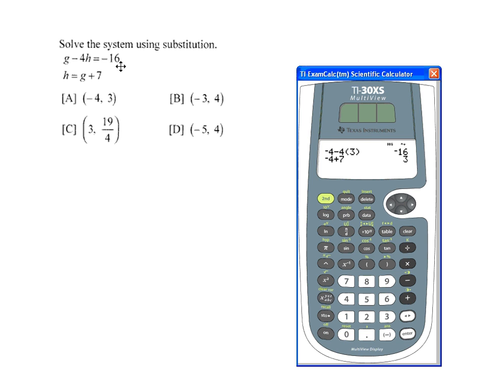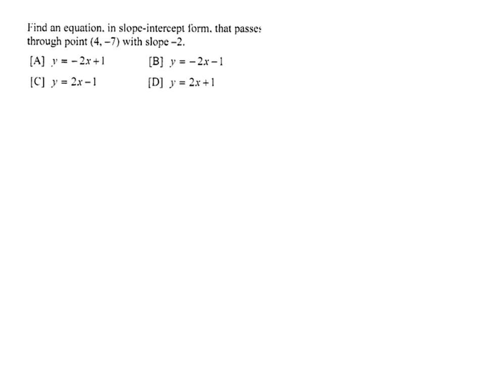But these are two different styles. This one, I could put all this side in to equal negative 16. But this one right here, I had to put negative 4 in for g. And then it had to equal h, which was 3. So make sure you pay attention to the different styles.